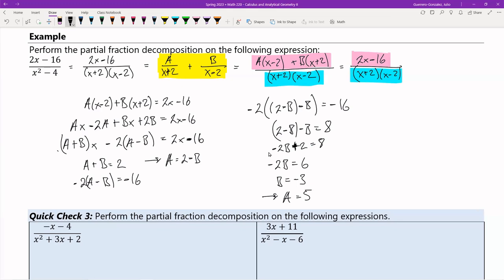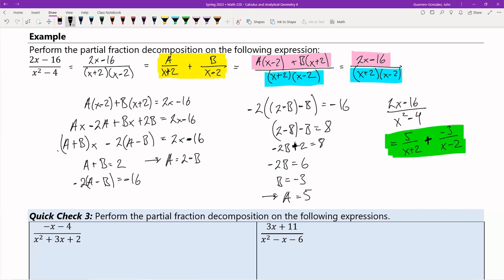So then that means my original statement, 2x minus 16 over x squared minus 4, is also equivalent to 5 over x plus 2 plus negative 3 over x minus 2. And we are done. We have broken up a common denominator. You guys notice that, hopefully. The original statement was already a common denominator, and we broke it up into two separate fractions. That's the power of partial fractions decomposition.